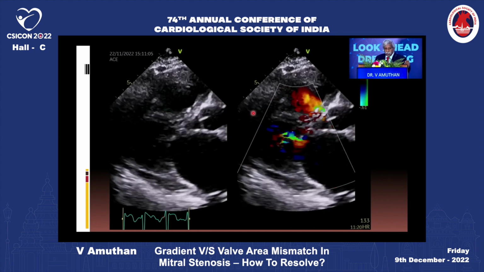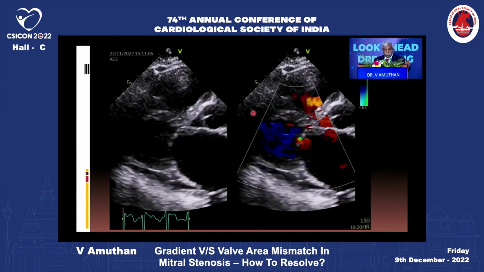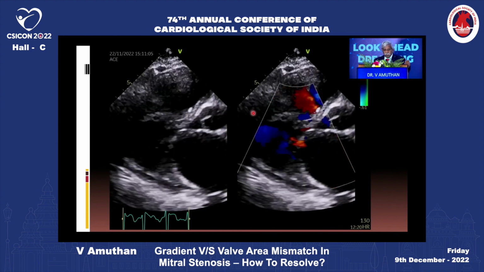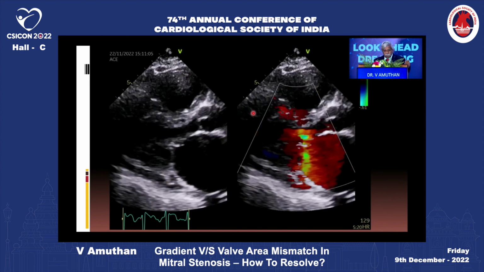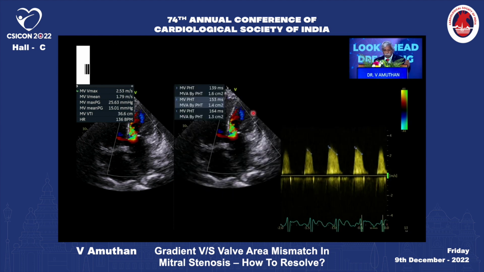the balloon mitral valvuloplasty was delayed and he was advised anticoagulants. He came after 3 months and see what has happened. He has developed atrial fibrillation and see what has happened to the gradient. The peak gradient is 26 and mean gradient is only 15. And the pressure half time mitral valve area varies.